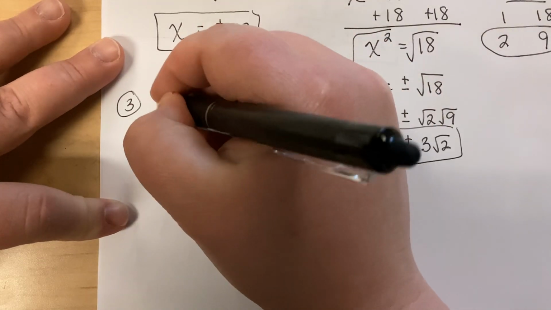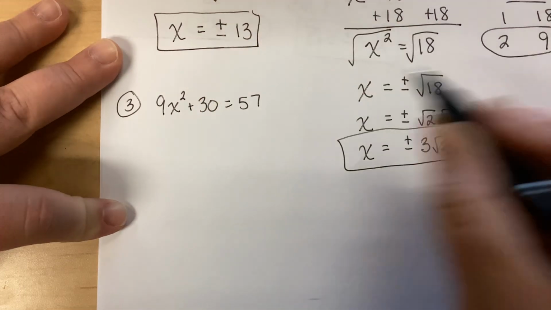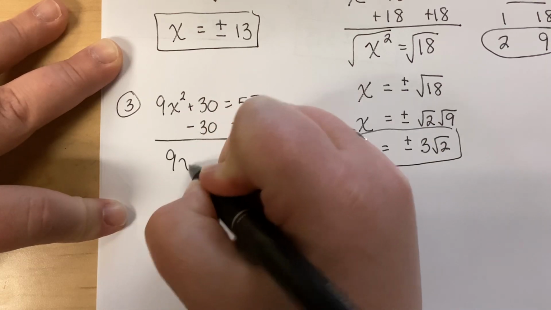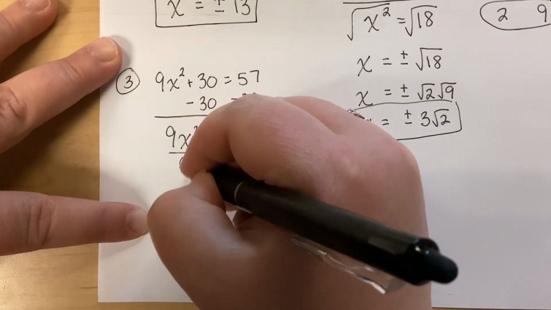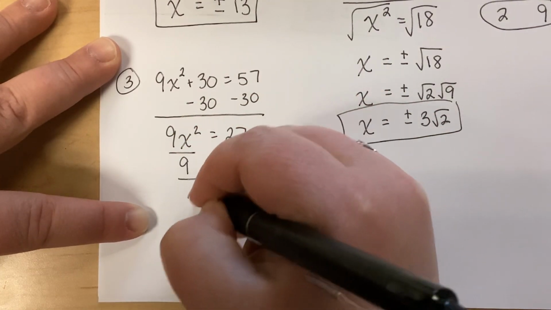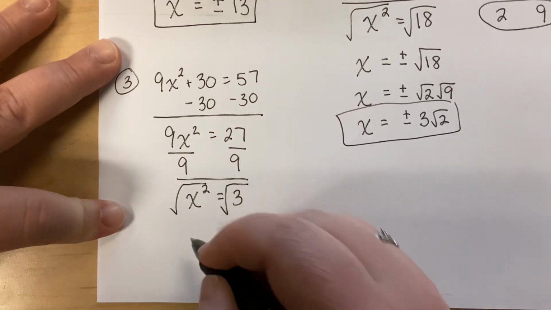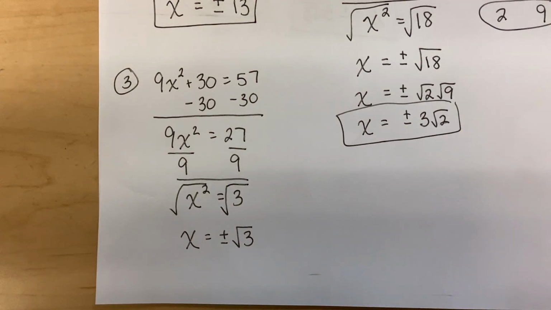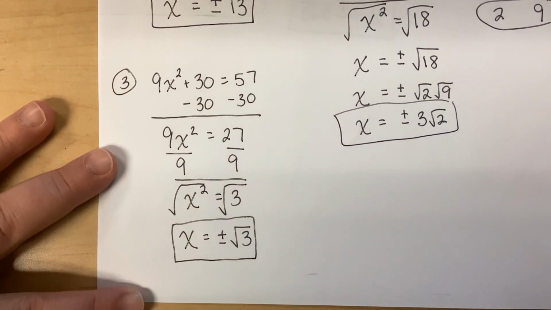Okay, so 3 has 9x squared plus 30 equals 57. So the first thing we're going to do is subtract 30, which gives us 9x squared equals 27. Divide both sides by 9. We're going to get x squared equals 3. I can then take the square root of both sides, and I get x equals plus or minus the square root of 3. Now 3 is not a perfect square, but it also only has 2 factors, 1 and 3. So that is as simplified as it's going to get, so we are done.